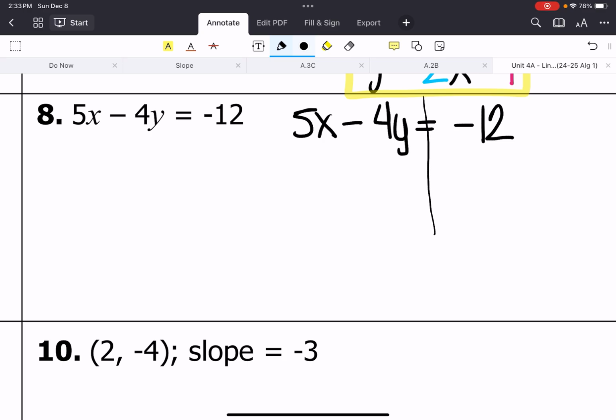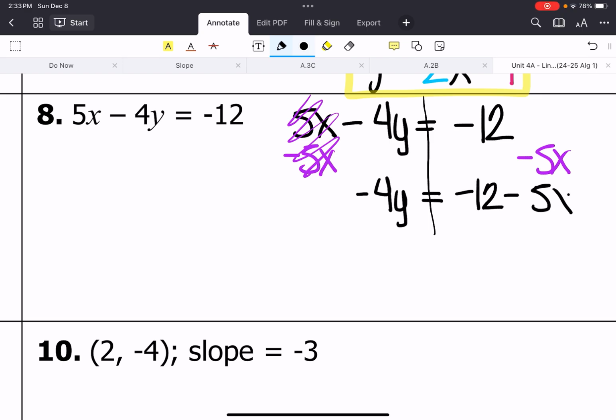Same thing again. I'm going to move 5x to the right-hand side by doing the opposite. Positive 5, opposite is negative 5. What you do to one side, you do to the other. This leaves you with negative 4 times y equal to negative 12 minus 5x.